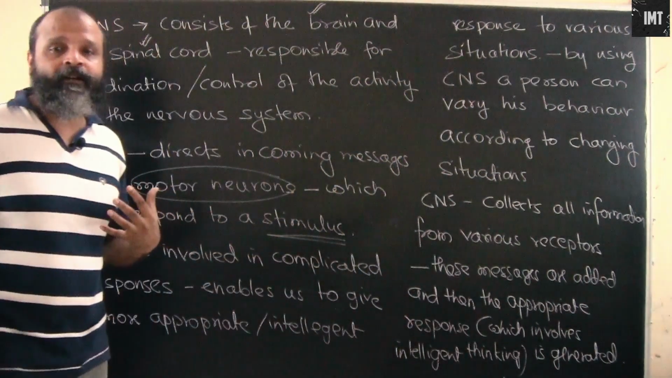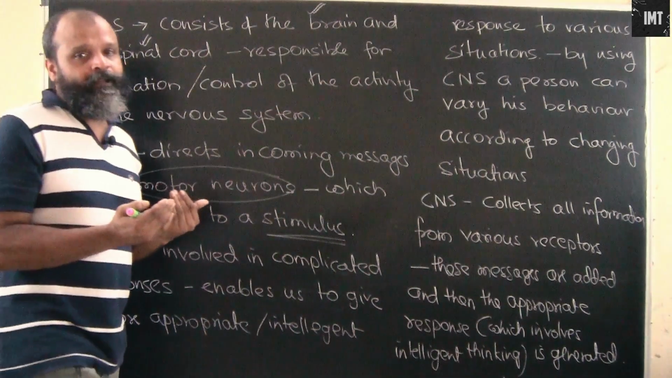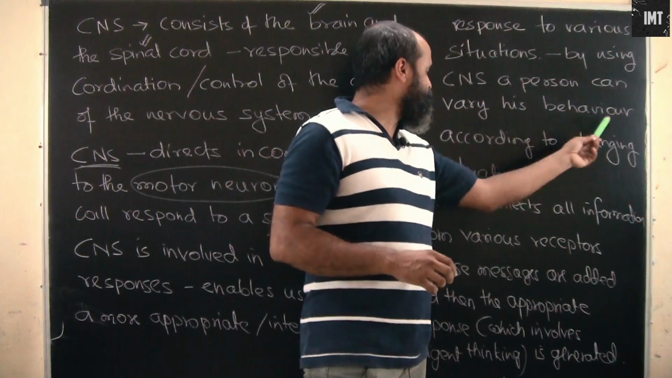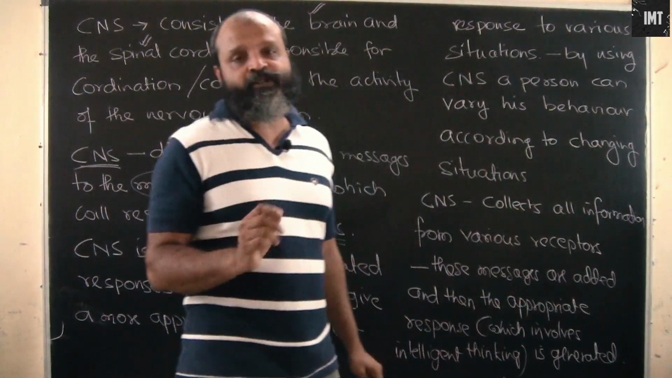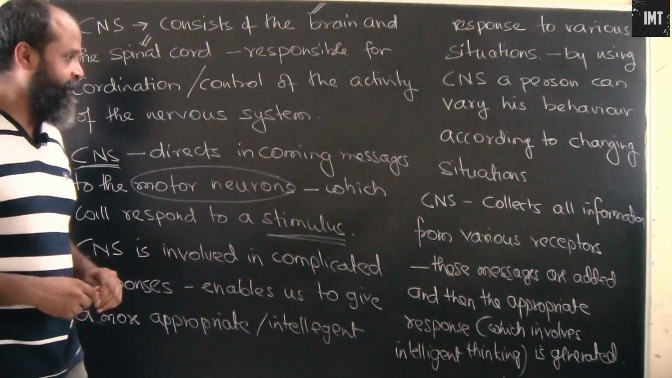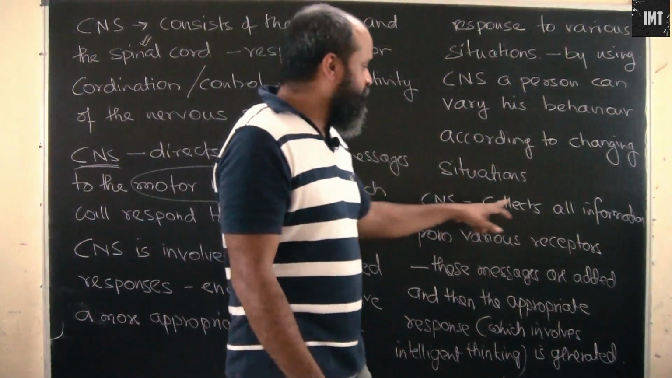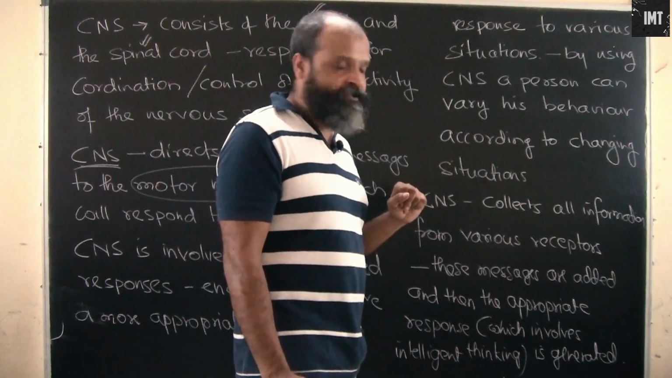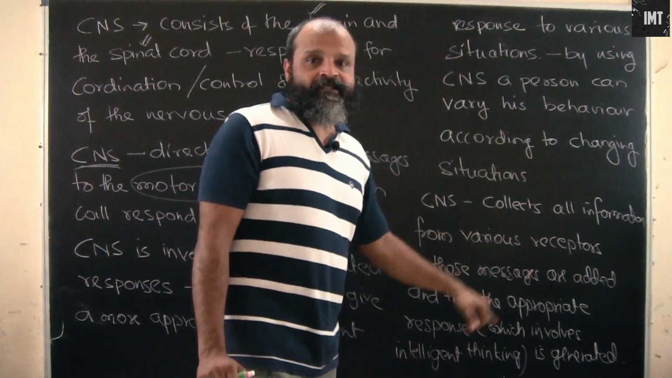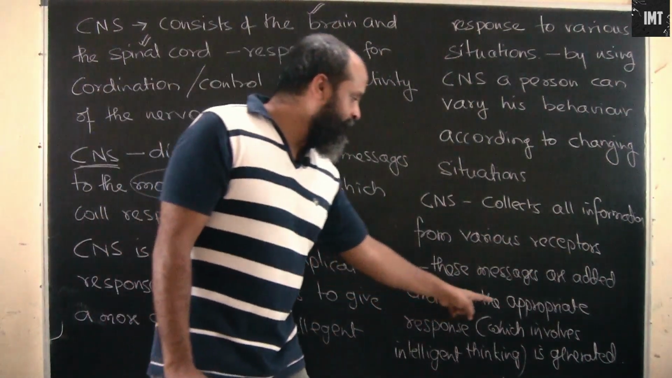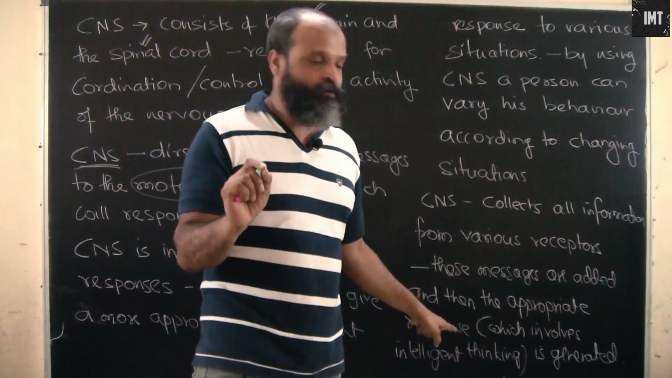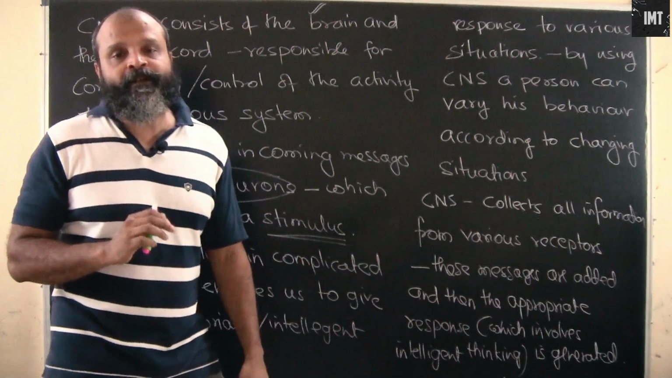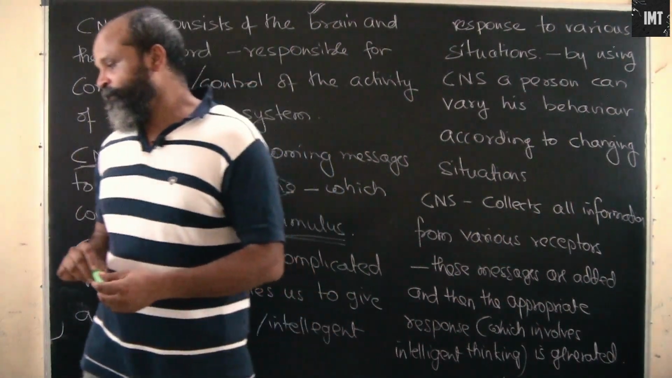So we will have to have a thinking process involved here. By using CNS, a person can vary his behavior according to the changing situations. So the response can be variable. The central nervous system collects all the information from various receptors. These messages are added and then the appropriate response, which involves intelligent thinking, is generated and passed on.